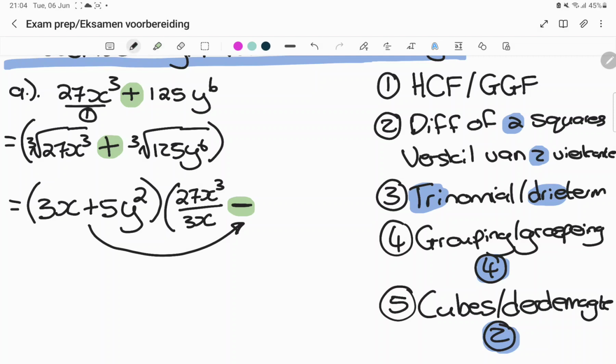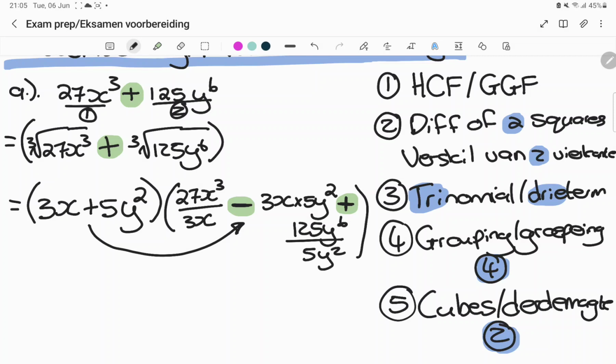Alright, to get your middle term, you take these two terms in your first bracket and you multiply them together. And then to get your final term, I'm just going to write it here. But you know that this sign here will always be positive. And then to get my last term, I'm going to take what I gave you. So I gave you 125 y to the power of 6 and divided by what I took out, which is 5y squared. Alright, so simplifying this, I am left with 27 divided by 3, which is 9.